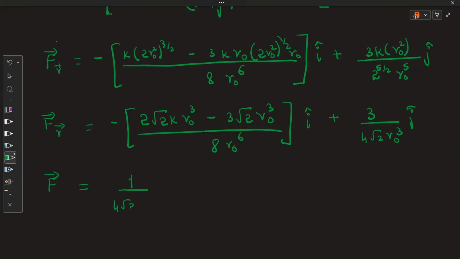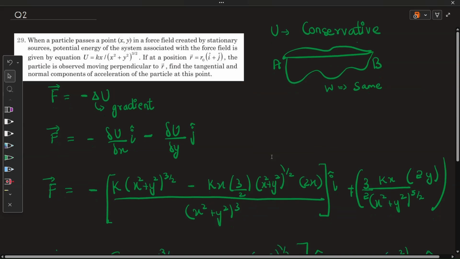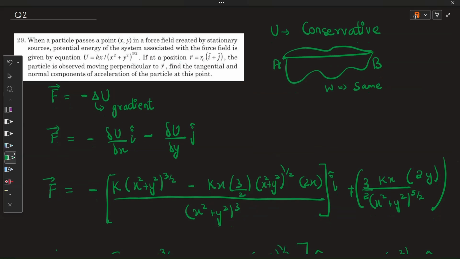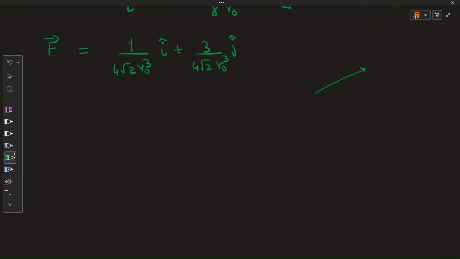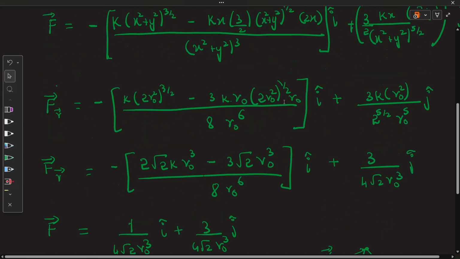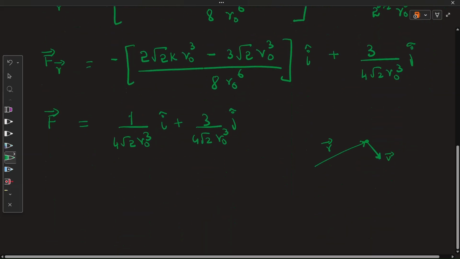1 by 4 root 2 r naught cube i cap plus 3 by 4 root 2 r naught cube j cap. This is the final force function at that particular point. Now they have given that the object is moving perpendicular to r vector. Let's say from origin we are marking r vector. This is the r vector and this is the particular point. The body is moving perpendicular to it. This is the direction of the velocity. Now find the tangential and normal components of acceleration of the particle.